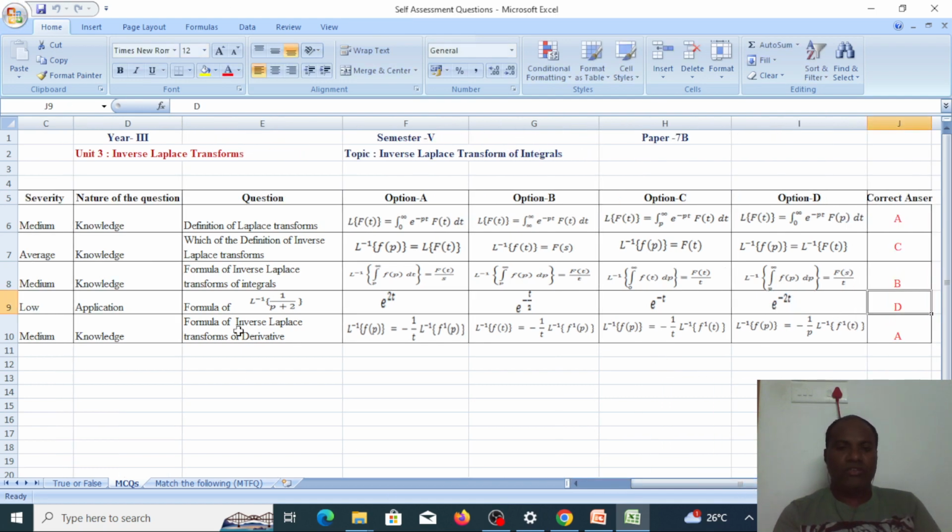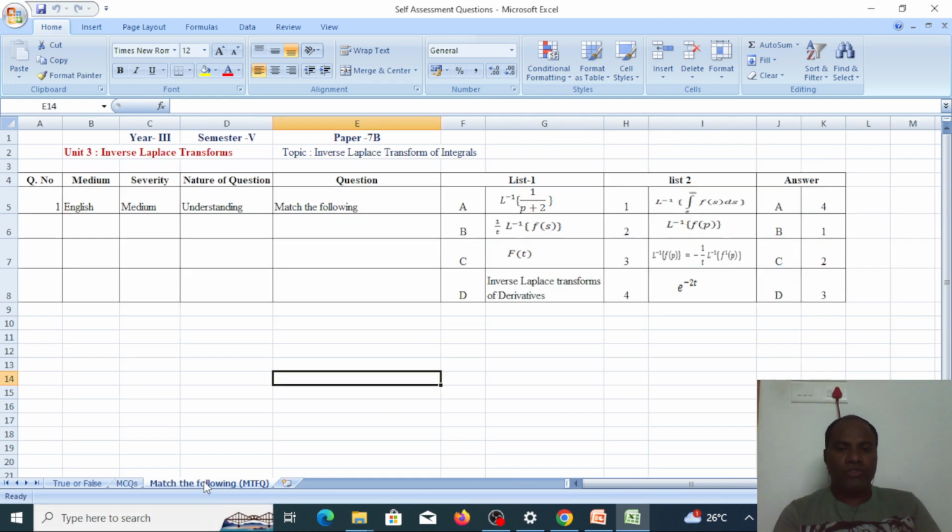Like that, we are giving some multiple choice questions, and also I am giving match the following. Here you see L inverse of 1 by (p plus 2). Which answer is correct? E power minus 2t is correct. Therefore, this one maps to D. The answer is 3. So in this way, we are forming so many questions, and it will be very useful to you.